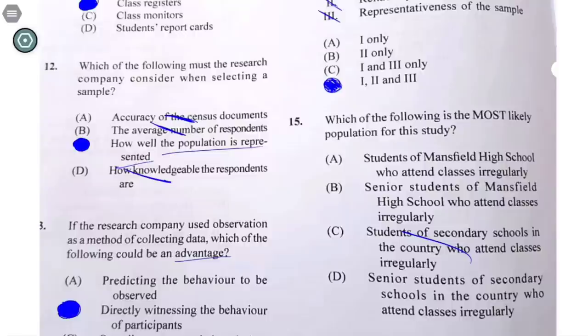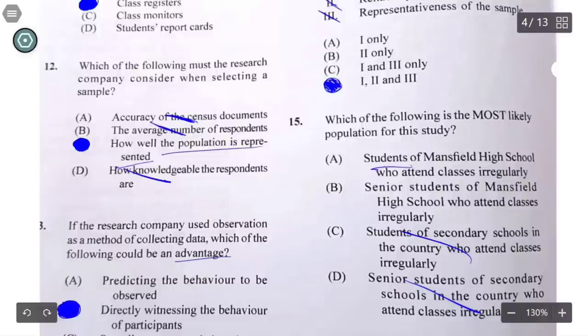Remember, it was the principal of the Mansfield High School who actually hired this research team to find out why senior students who attend the school aren't attending classes regularly, right? So students overall wouldn't be a proper representation of the sample. So that leaves us with B, senior students who attend the Mansfield High School, right, who attend the classes irregularly.